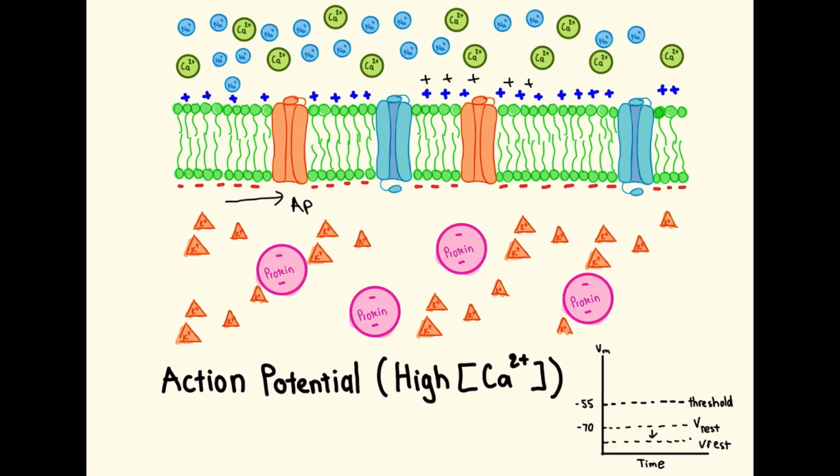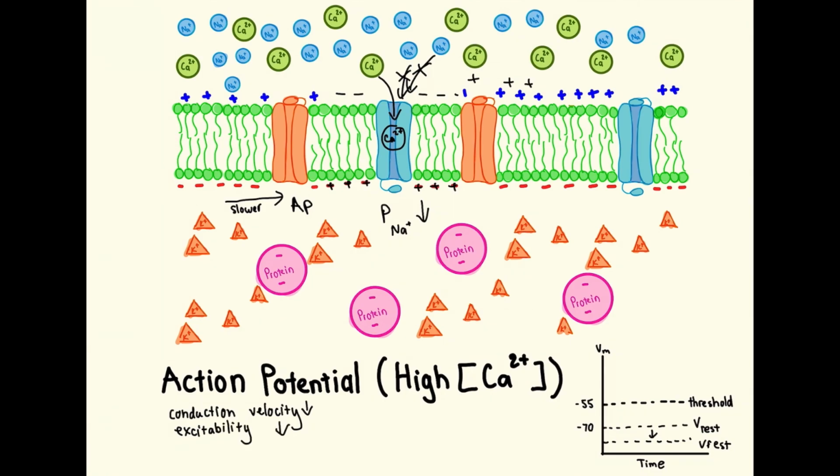Once an action potential is fired, calcium can also block voltage-gated sodium channels, which leads to less permeability to sodium and less contribution to the electrotonic current that drives the action potential across the axon. This leads to less activation of neighboring voltage-gated sodium channels, thus conduction velocity of the action potential across the axon decreases, and excitability of the neuron also decreases. Calcium also increases the inactivation rate of voltage-gated sodium channels.